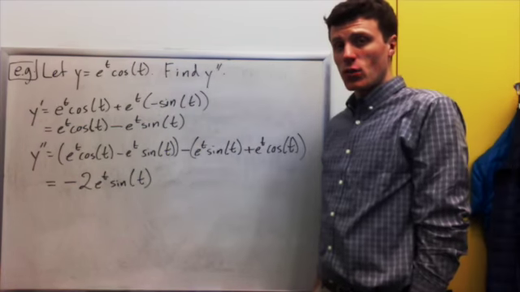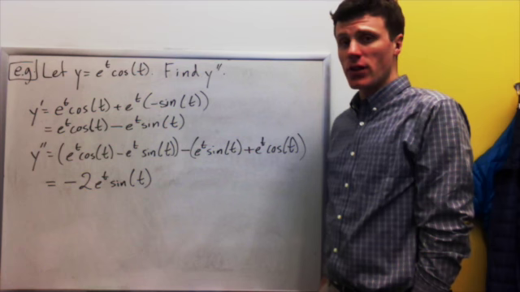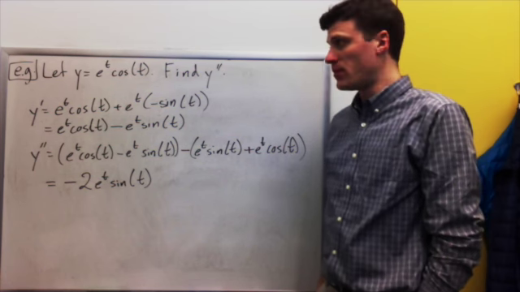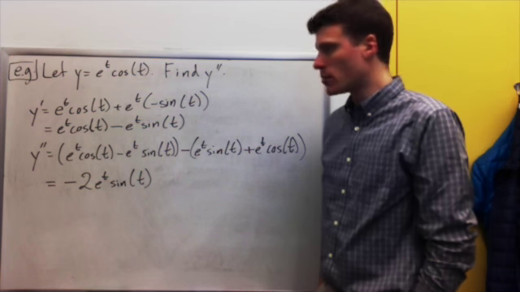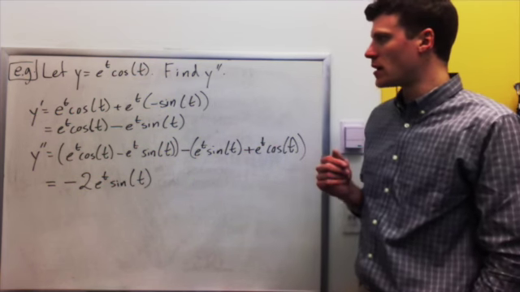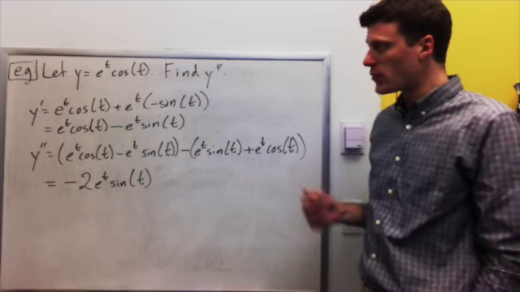Now let's let y be e to the t times cosine of t. Let's find y double prime. So that means we're going to take two derivatives. Well, we take the first derivative. This time, I'm not going to hold your hand as much.